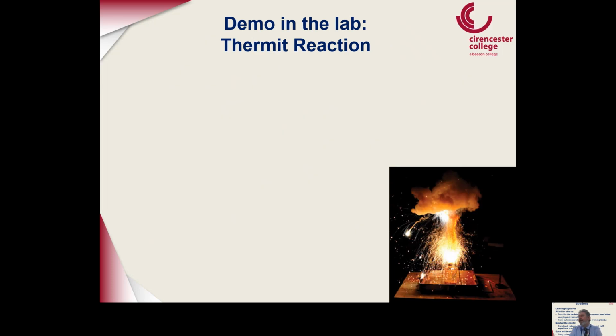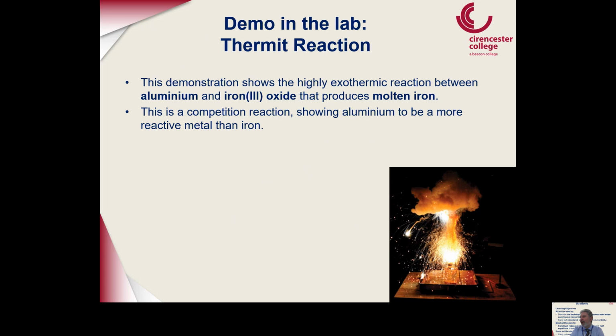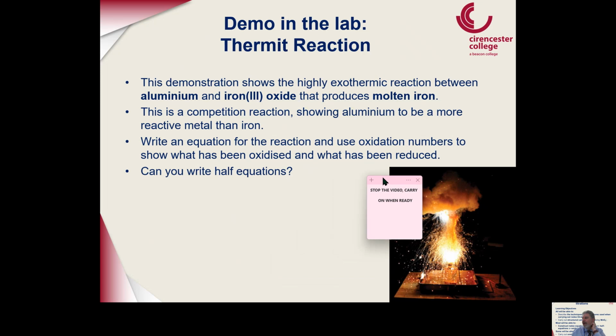The second demo you probably will see is the Thermit reaction. You may have seen it before, but it's aluminium reacting with iron(III) oxide, and we get molten iron. Competition reaction. Aluminium is more reactive than iron. The equation of the reaction uses oxidation numbers to show what's been oxidized and what's been reduced. Can you write the half equations? So whilst you go and do that, you should stop the video and carry on when ready.